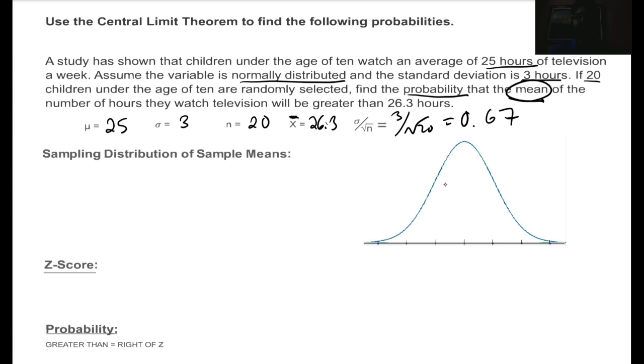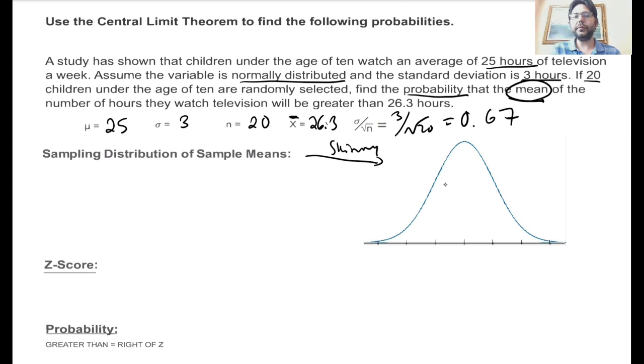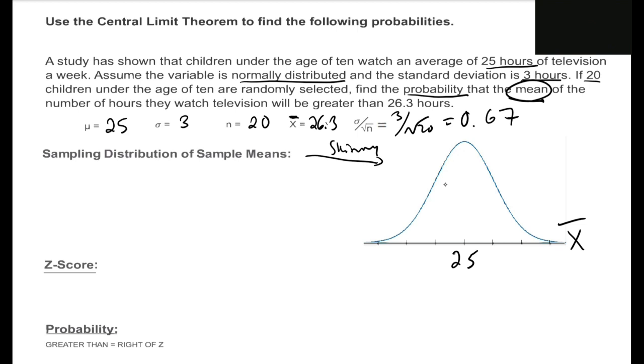Notice that I drew this curve skinny, right? This is a skinny normal distribution, as opposed to the broader, regular one. This is because we're graphing x bar. If we were graphing x, it would just be the wider one. All right, so we got our skinny normal distribution. The middle of that is going to be the average, which we said was 25.